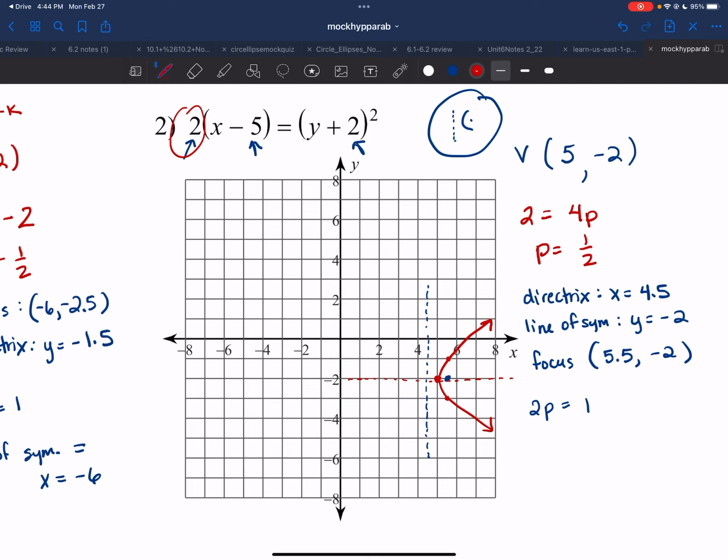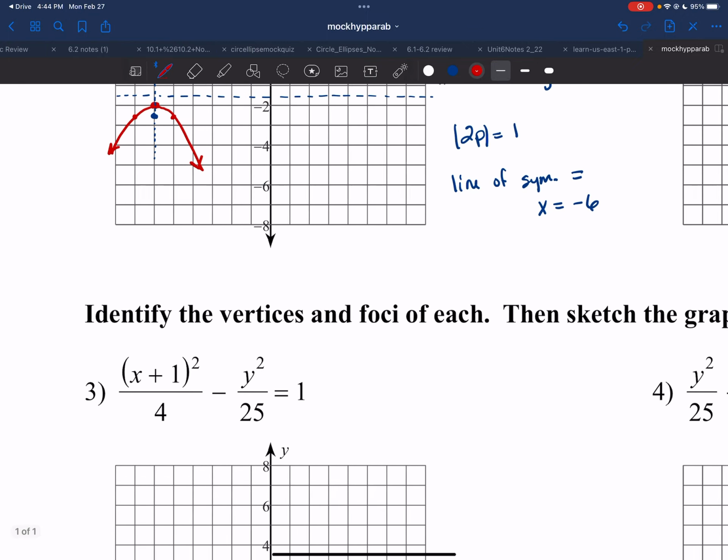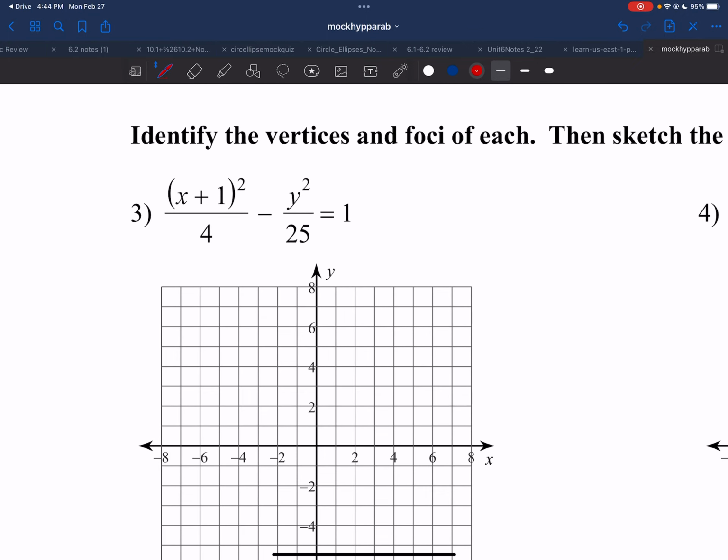All right, I'm trying to think if there's anything else that I'm missing on that one. Vertex, directrix, line of symmetry, focus. I think that's it. All right. Now we're getting into hyperbolas. Now remember that we always have a squared and b squared in that orientation. So a would be 2 and b would be 5.